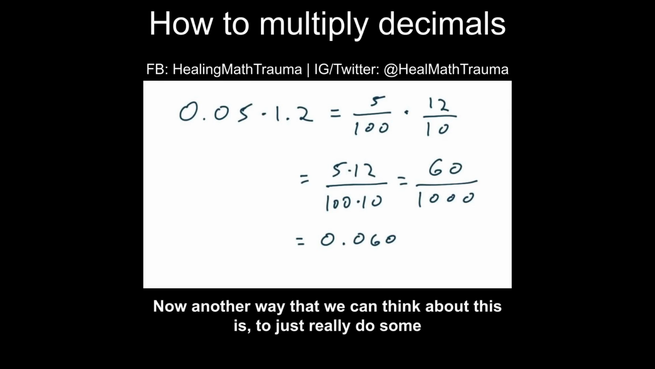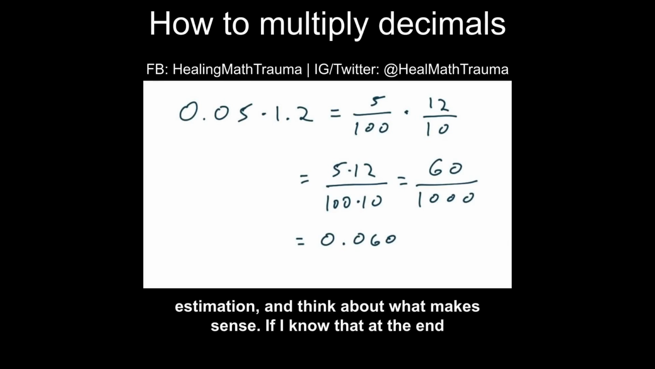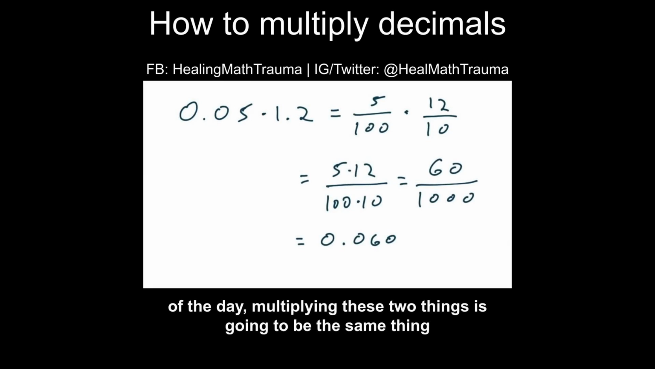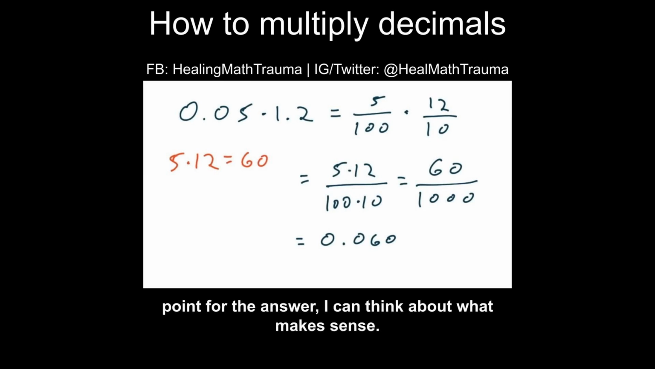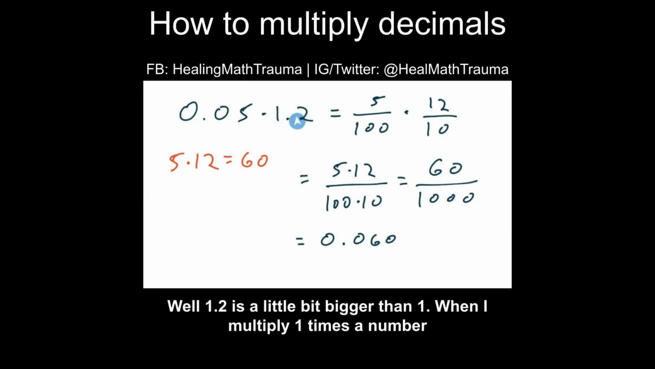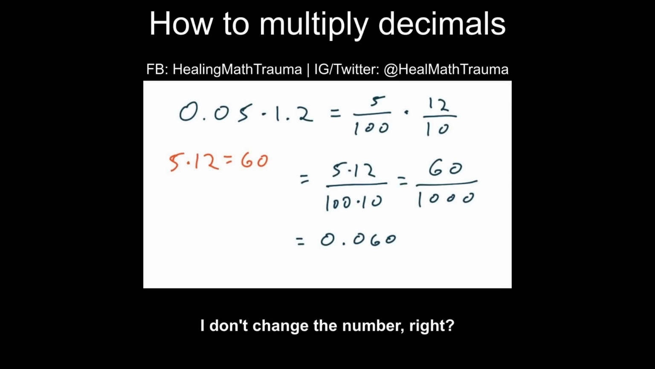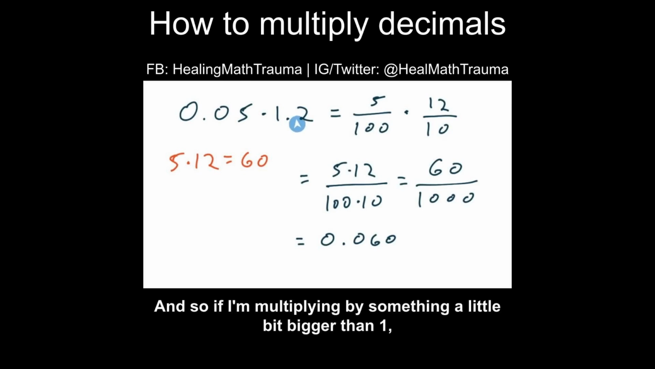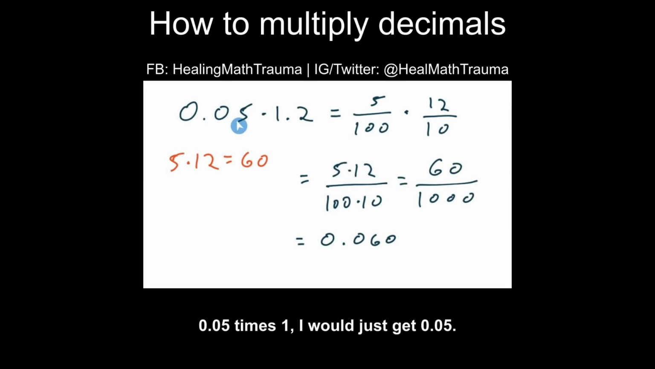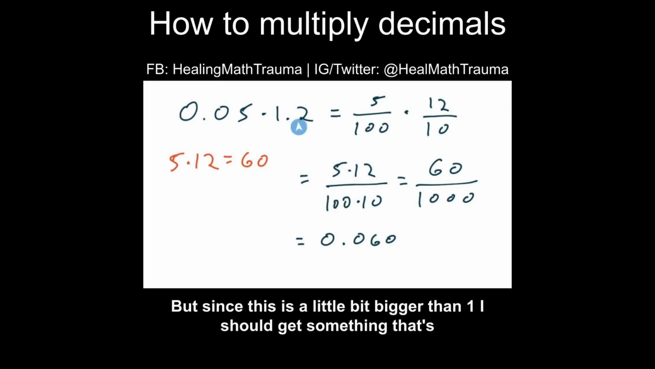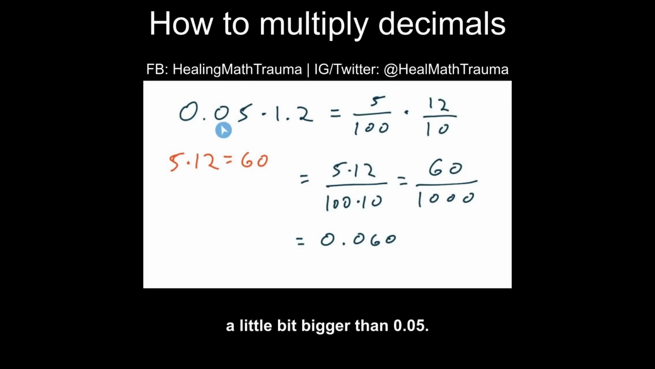Now, another way that we can think about this is to do some estimation and think about what makes sense. If I know that at the end of the day, multiplying these two things is going to be the same thing as multiplying 5 times 12 and then figuring out where to put the decimal point for the answer, I can think about what makes sense. Well, 1.2 is a little bit bigger than 1. When I multiply 1 times a number, I don't change the number, right? And so if I'm multiplying by something that's a little bit bigger than 1, my final answer should be a little bit bigger than 0.05. If I did 0.05 times 1, I would just get 0.05. But since this is a little bit bigger than 1, I should get something that's a little bit bigger than 0.05.